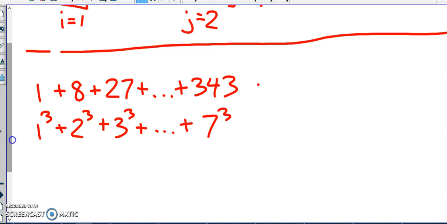So I could say that this is equal to the sum. I could start at 1, that'd probably be the easiest, from k equals 1, and I can use whatever letter I want, from 1 to 7 of k cubed.